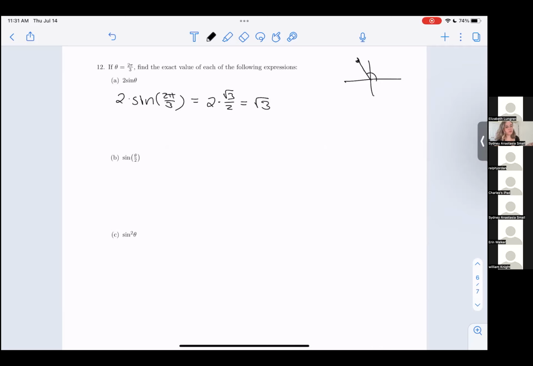Okay, what about sine of theta over 2? Well, the sine of 2 pi thirds divided by 2. We need to evaluate this expression before we evaluate the sine because it is inside the argument. So we are just instead dividing that by 2, looking for the sine of pi thirds, which is also a special angle on the unit circle, luckily enough, which also happens to be root 3 over 2.